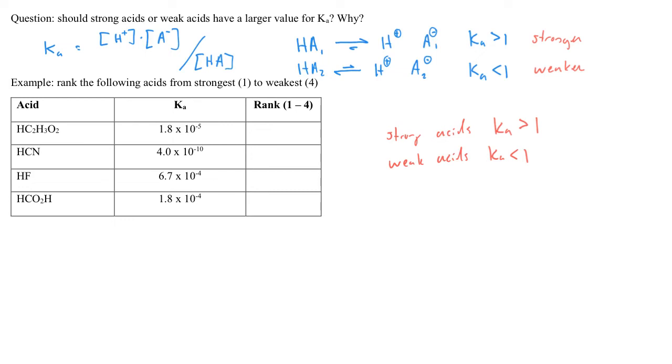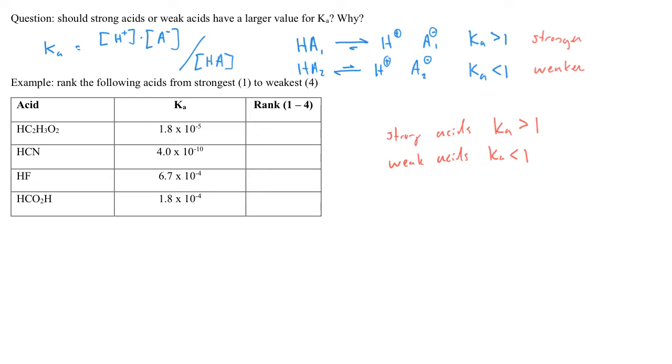So let's try to find the weakest one. You'll notice that hydrogen cyanide, HCN, has a value of 4.0 times 10 to the negative 10th power. So that's definitely the weakest acid. So let's rank that at 4. And then we go up from there. The next value we run into going up would be this acetic acid that has a negative 5th power. So that would be the next one up. We would rank that at 3.